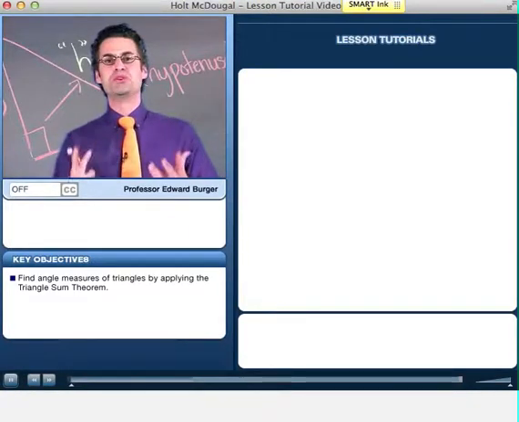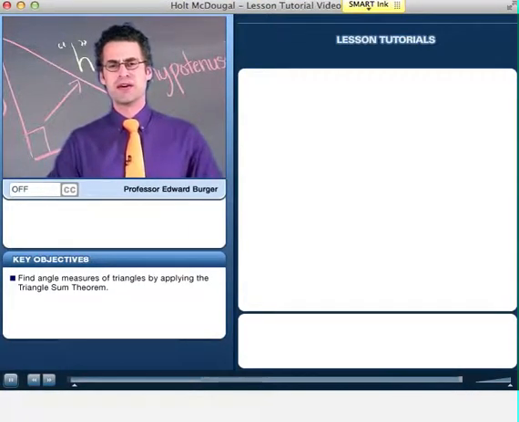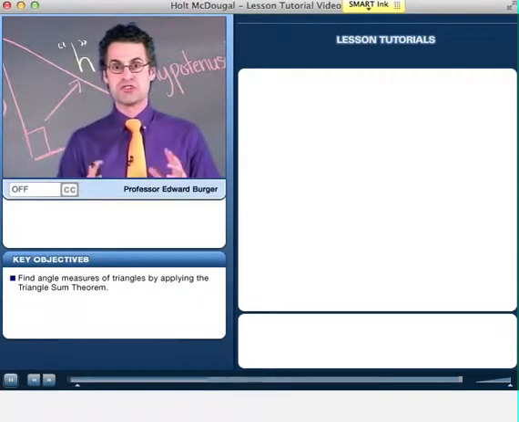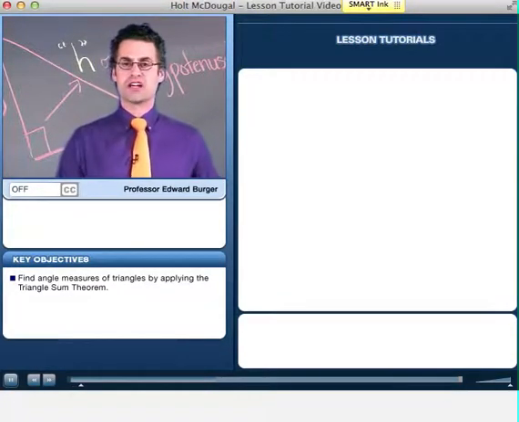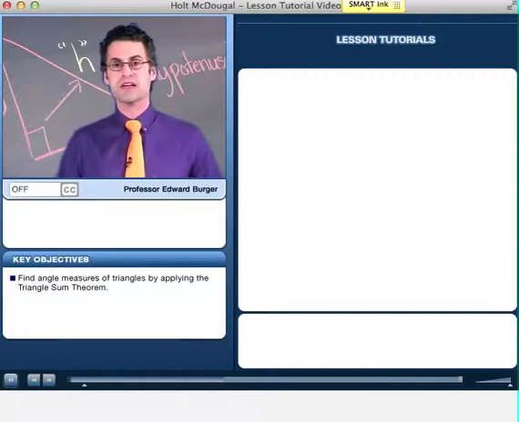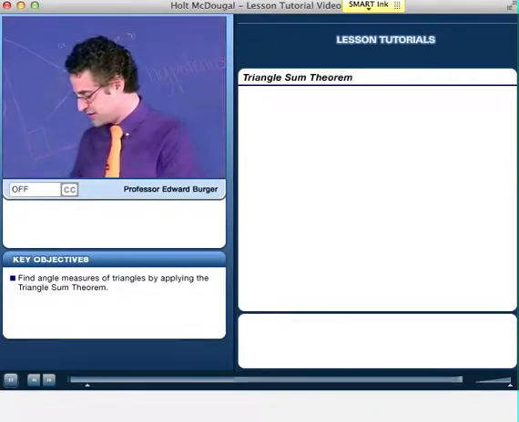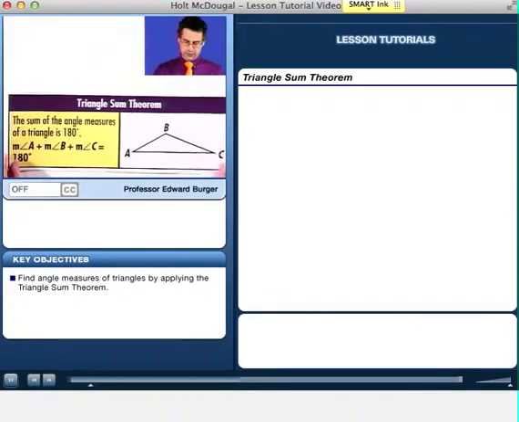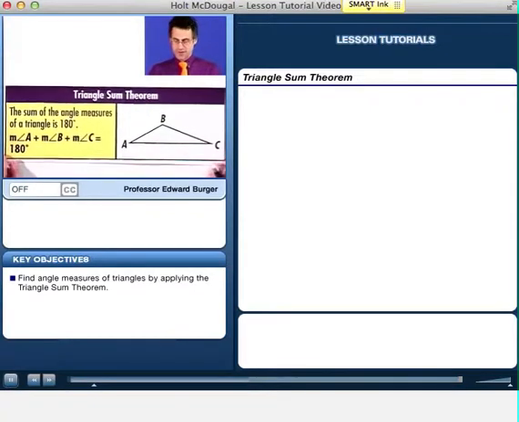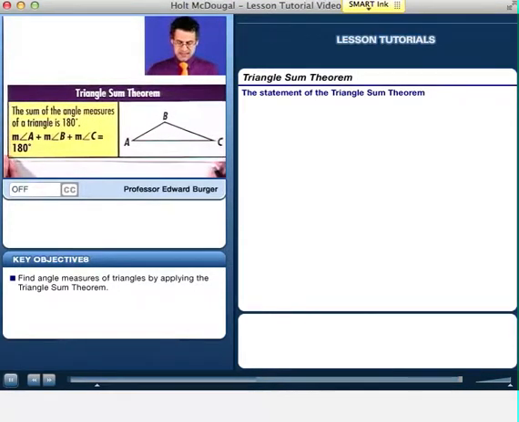There is so much beautiful structure within triangles that we get fantastic relationships between their angles. I want to share with you some of my favorite theorems that involve triangles and angles. Probably one of the most important ones is the triangle sum theorem, which states that the sum of the angle measures of a triangle is always equal to 180 degrees.